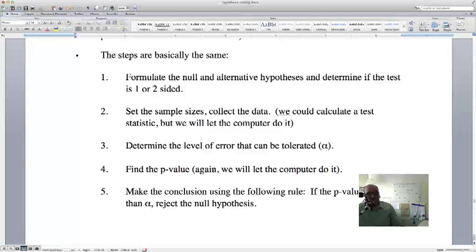Step 4, find the p-value. Again, we're not going to actually do it anymore. The computer will just give us a p-value. And then finally, make the conclusion using the same rule. If the p-value is less than alpha, reject the null hypothesis.